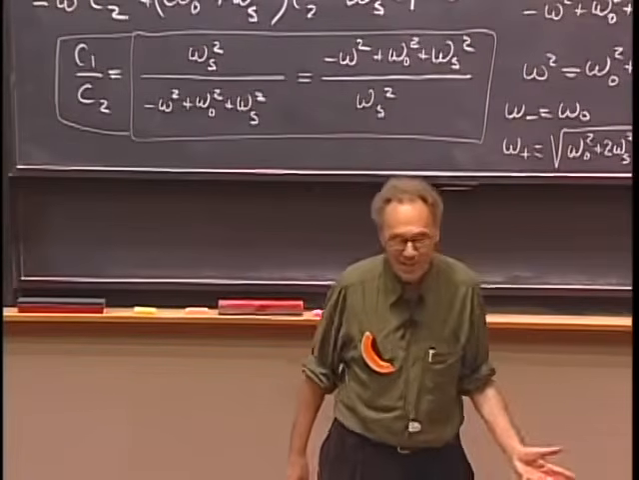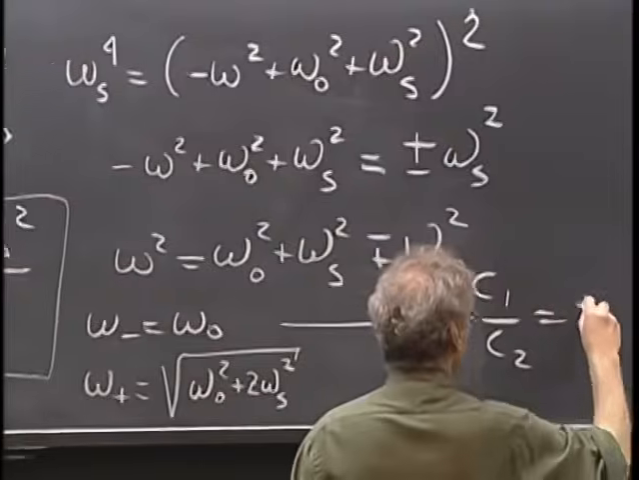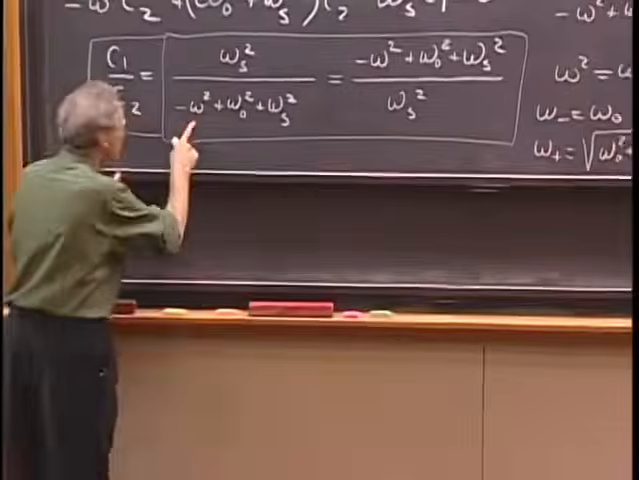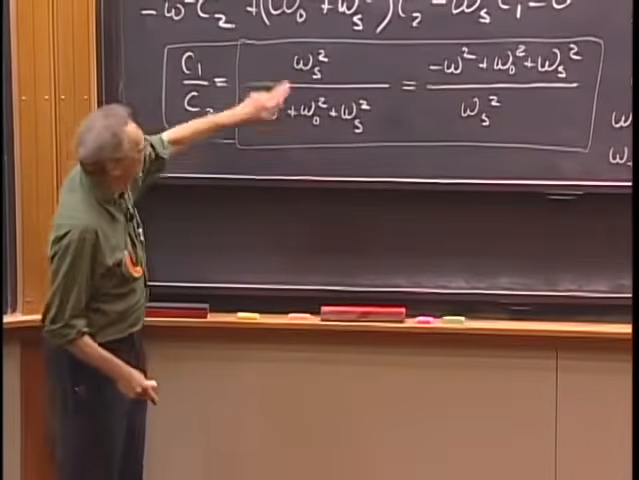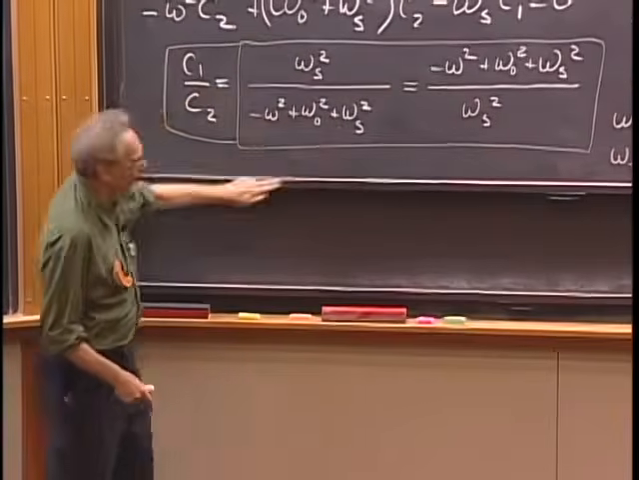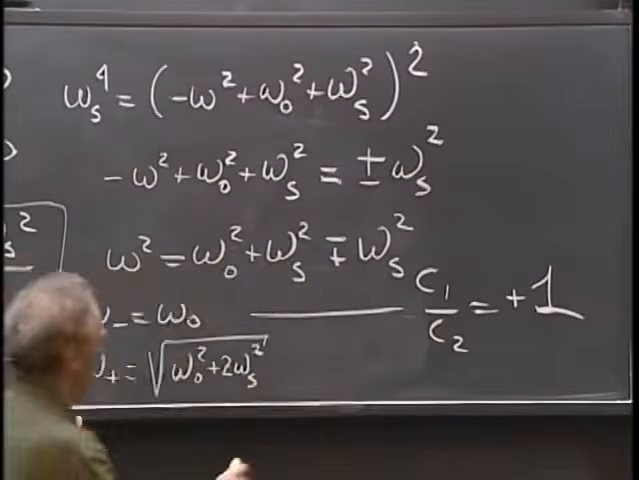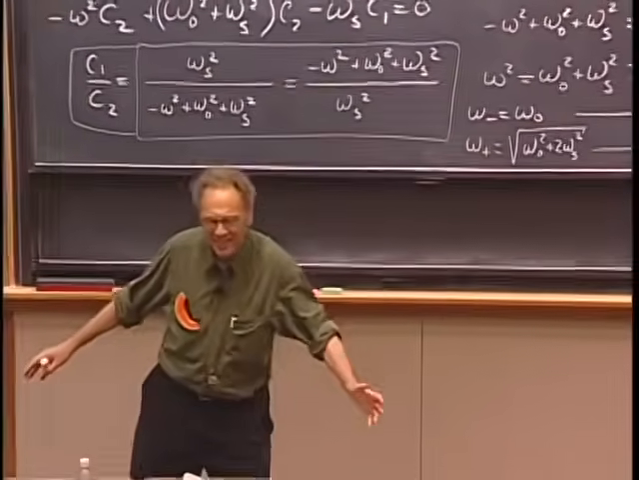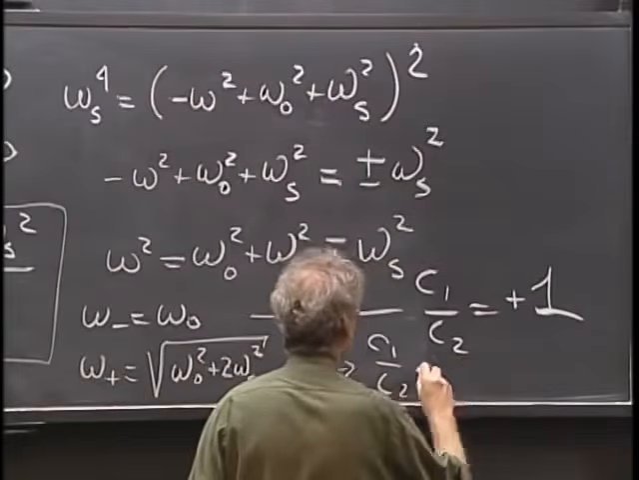1. Plus 1. So you get C1 over C2 is plus 1. If you take this omega 0 and you put it in here, you get omega 0 squared with a minus sign. With a plus sign, you have omega s squared divided by omega s squared, that is plus 1. And now you take the second solution and you put it in here. What do you think you're going to find? Minus 1. C1 over C2 is now minus 1.